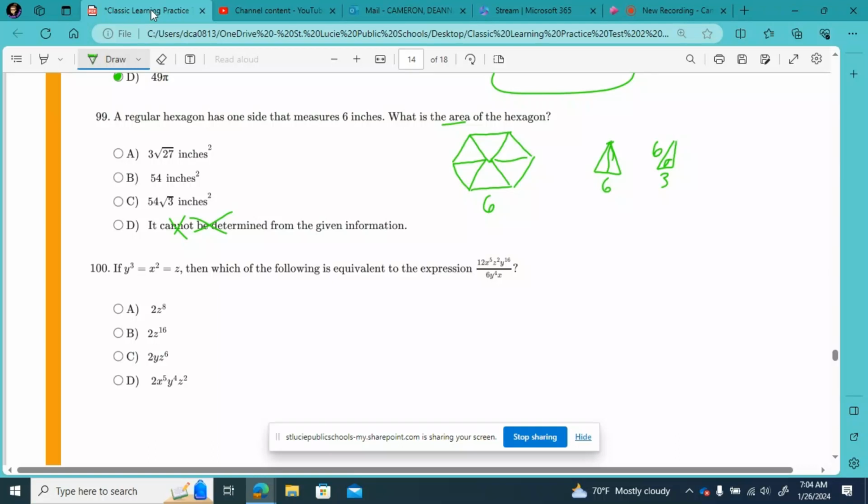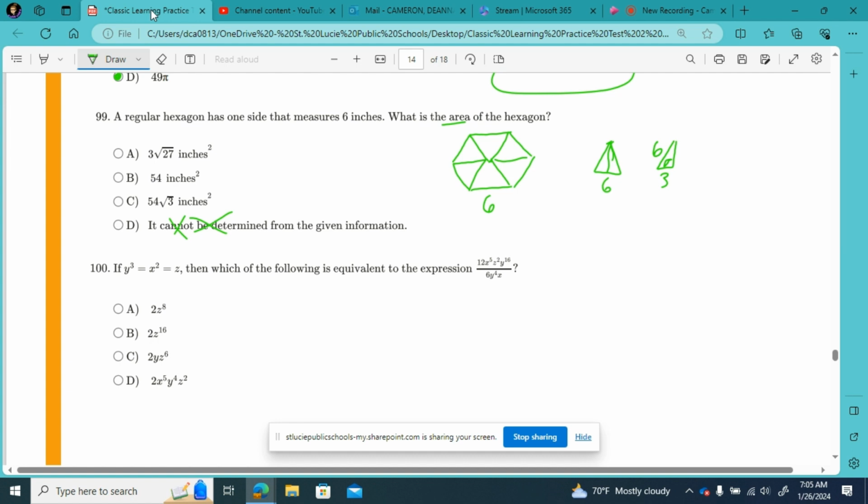All right, guys, let's finish up question number 99. I know I left you hanging on the last video. So here we go. Looking at this, we had our regular hexagon, and I pulled out a triangle, and then I took one of those triangles and cut it in half. We got the base. We need the height.